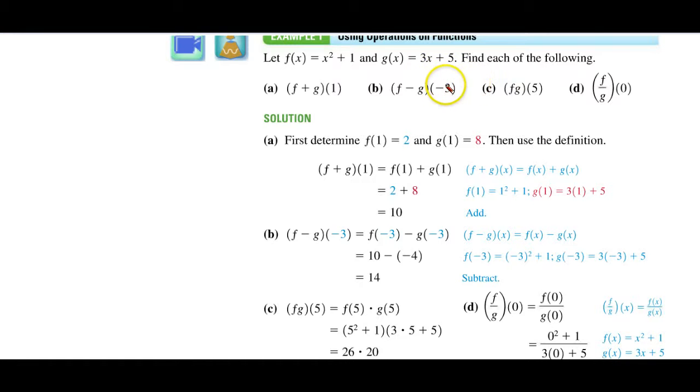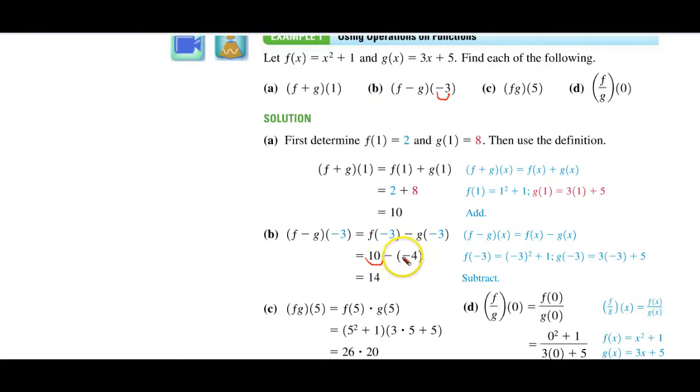Now in the next one, again, they're defining the operation, it's subtraction, but now we're going to put a -3 where the x is. So -3 times -3 is 9. 9 plus 1 is 10. Then we put a -3 there. That's going to be a -9. Plus 5 is a -4.